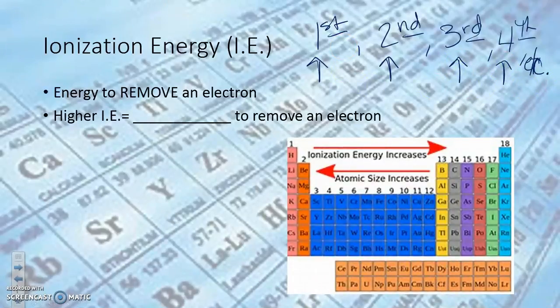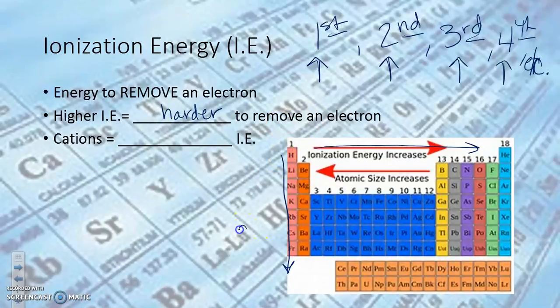If you have a higher ionization energy, it's going to be harder to remove an electron. So look here, the ionization energy, or the energy needed to take an electron, is going to increase as you go across the periodic table. It decreases as you go down the periodic table.